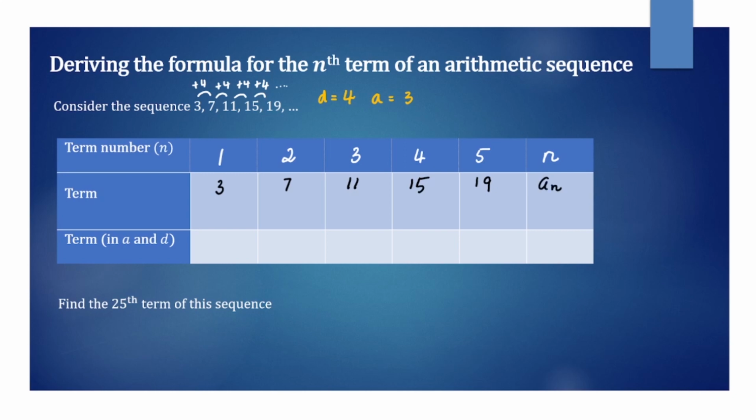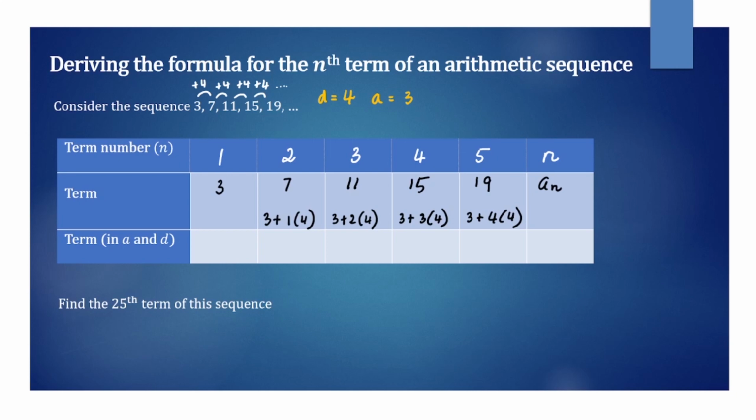What we note now is for the second term, which is 7, we can write that as 3 plus 1 times 4, which is 7. The third term, 11, can be written as 3 plus 2 times the common difference. The fourth term can be written as 3 plus 3 times the common difference. And the fifth term can be written as 3 plus 4 times the common difference.